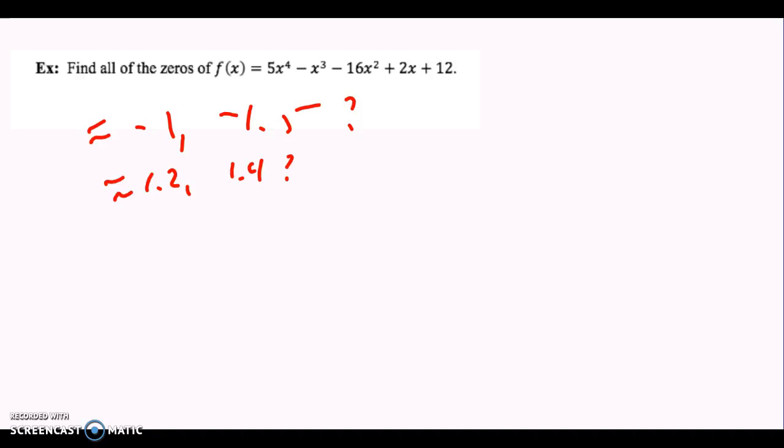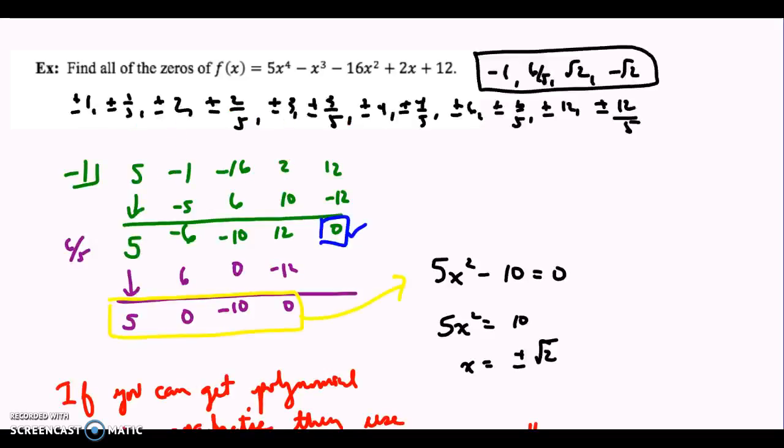So hopefully you were able to find some of the zeros there for this polynomial. Let me go ahead and go to this page with the answer. I listed out all the zeros here. And I said before at the beginning that it looked like positive 1, it looked like negative 1 and negative 1.5, and it looked like 1.2 and 1.3 were possible zeros.